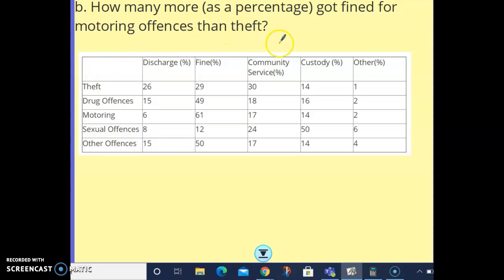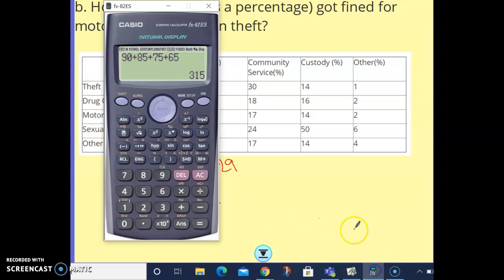So we're looking at fines. Here's my fines. There's motoring offences, 61. Theft is 29. 61 take away 29 is 32. Always worth a double check.